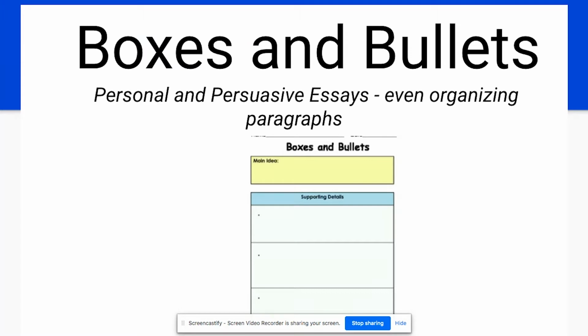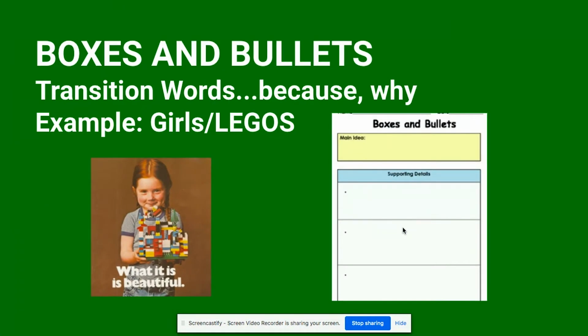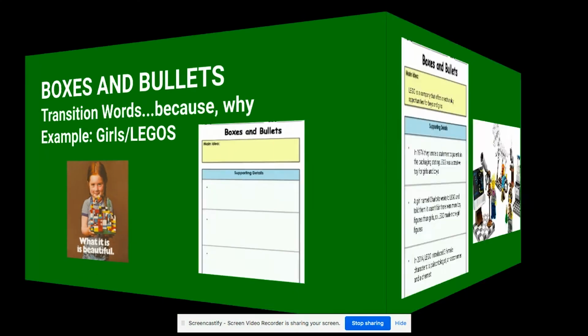Boxes and bullets is great to use in personal or persuasive essays, even organizing paragraphs. Notice that they have a place for a main idea and a few supporting details. Often, we use transition words like because and why. I'm going to show you an example of girls and Legos.